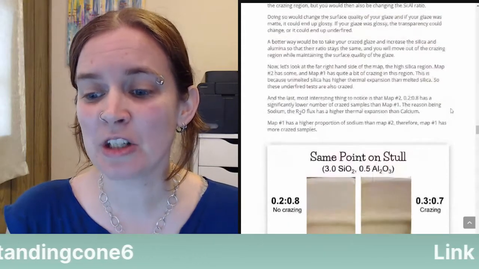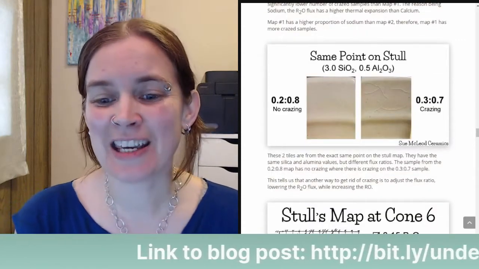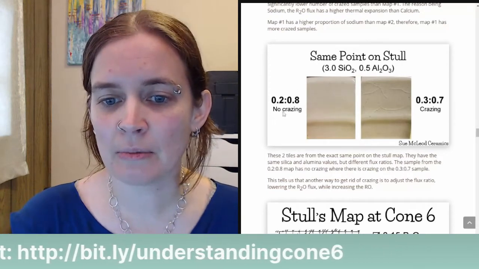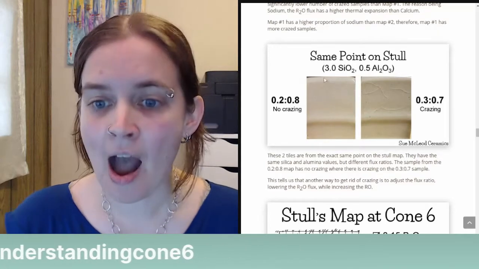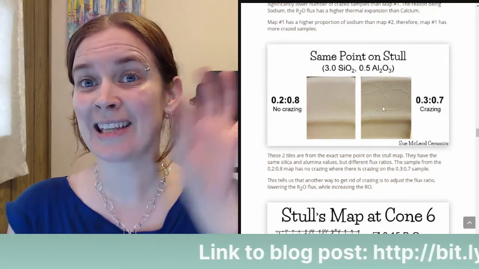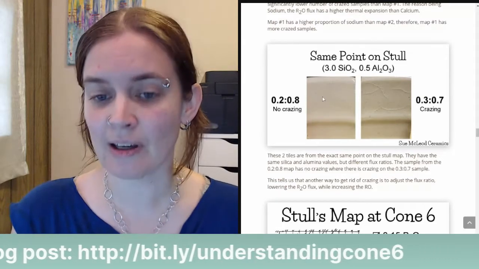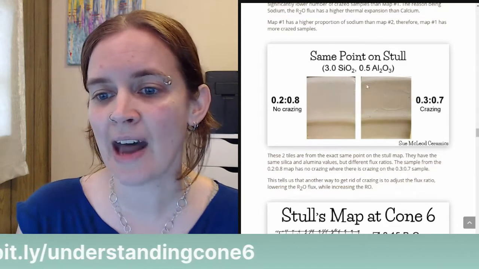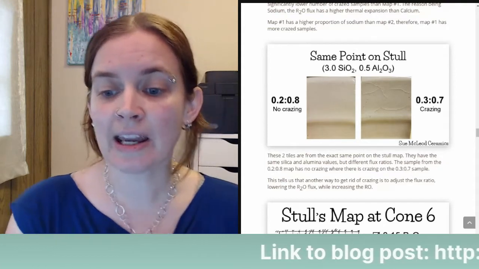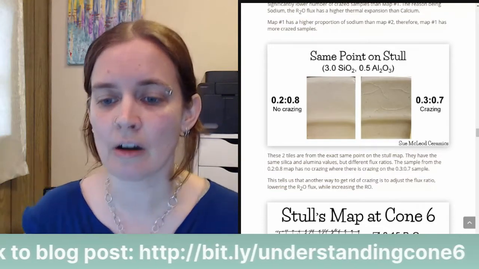So in conclusion, well, actually, let me just finish reading this part here. These 2 test tiles are from the exact same point on the Stull map. So we've got 0.2 to 0.8, 0.3 to 0.7, 3 silica to 0.5 alumina. These are both at the same point on the Stull chart, but they just have a different flux ratio. The 0.2 to 0.8 sample is not crazing, and the 0.3 to 0.7 sample has a little bit of crazing. So this tells us that another way to get rid of crazing is to adjust the flux ratio, lowering the R2O flux and increasing the RO flux.